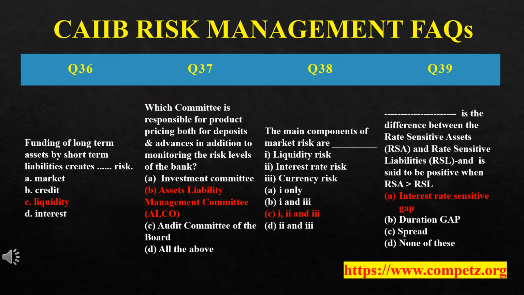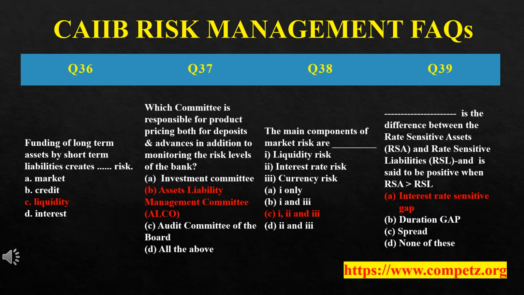The answer is given in 4 parts. A, it will be only 1, that is liquidity risk. Either it will be 1 and 3, liquidity and currency risk. Or the C option, that is all the 3: interest rate, liquidity and currency. And the fourth option will be 2 and 3, interest rate as well as currency risk. So the answer here is C option, that is all the risks come into force as a part of market risk.